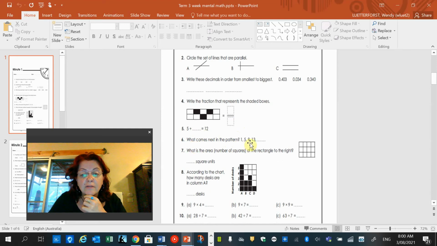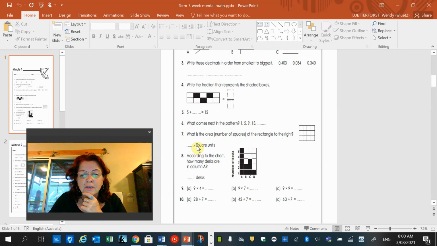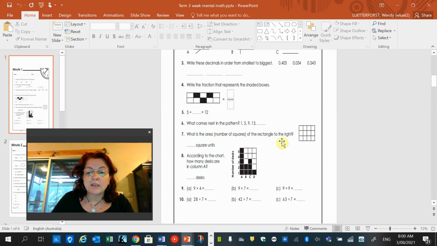6 is what comes next in the pattern. 1, 5, 9, 13. So we have to work out what it is going up by. What's the algebraic rule? 5 take away 1, that's 4. 9 take away 5, that's 4. 13 take away 9, that's 4. So the algebraic rule is plus 4, so we add 4 onto 13. Easy peasy.